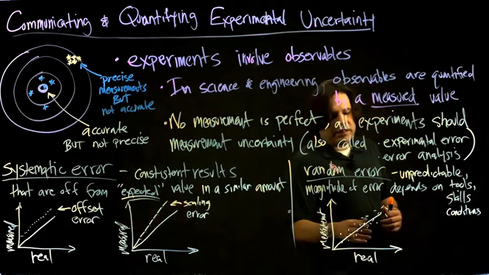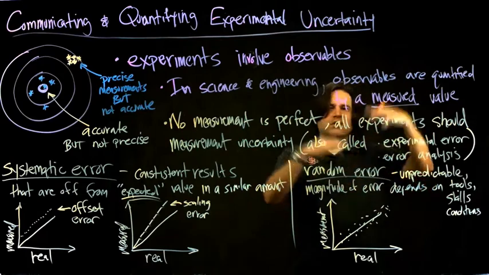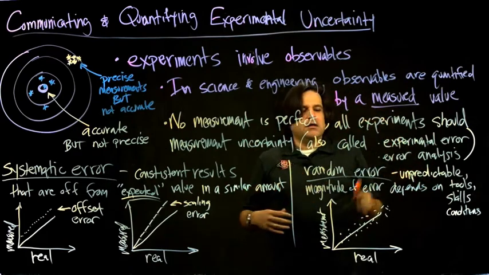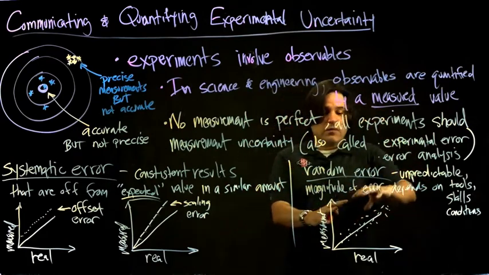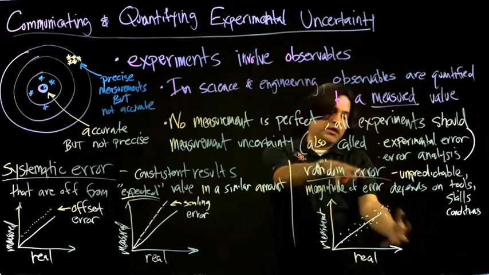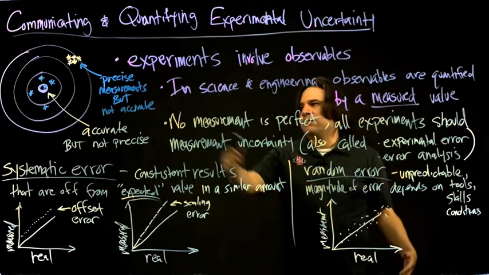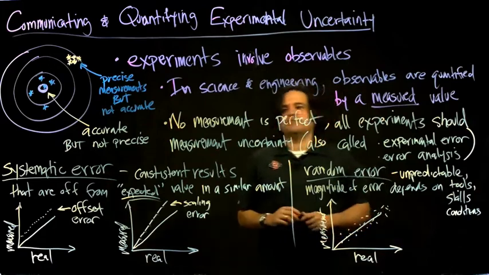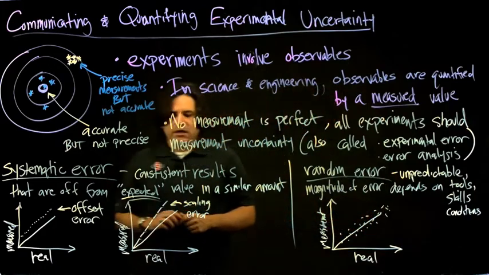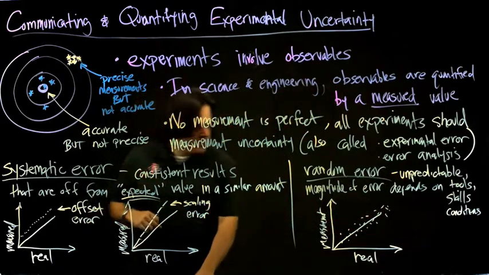This is random because it's unpredictable. It can go higher or lower. And you can get different amounts of scatter in terms of how big this cloud is. That depends on the precision of your measurement. Okay, so we'll talk more about those.